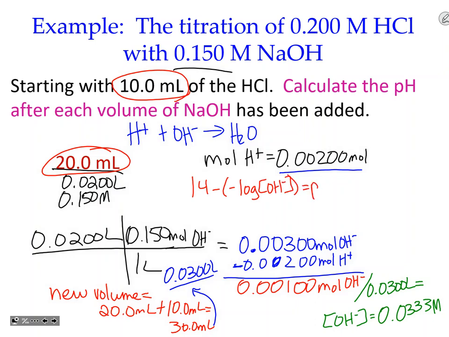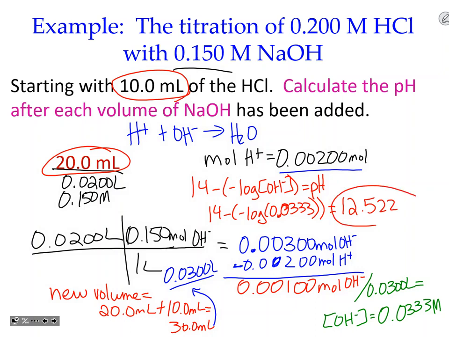and that's going to give us our pH. So let's go ahead and do that. We have 14 minus negative log of the 0.0333. And our pH is 12.522. Well, that's what I got when I calculated it. Is that what you got?